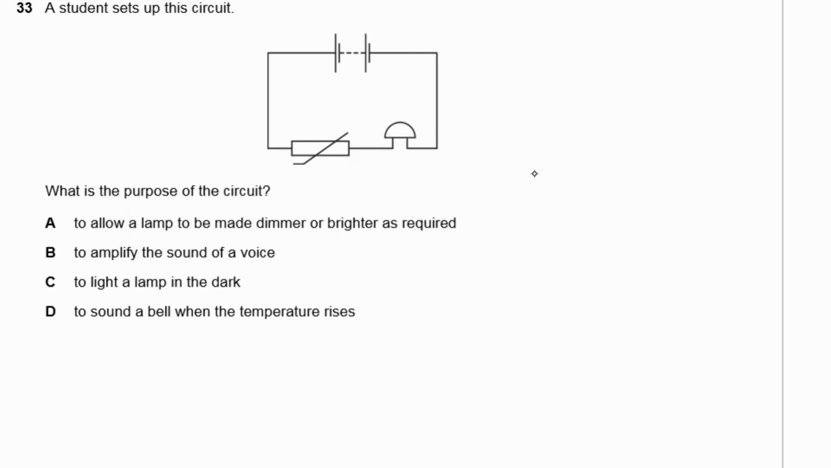33. A student sets up this circuit. What do we have? A thermistor, which obviously changes its resistance as it gets warmer. The resistance decreases. And a bell. That's what that shape is. What is the purpose of the circuit? A, to allow a lamp to be made dim. There is no lamp. No, it's not A. B, to amplify the sound of a voice. Using a bell? I think not. C, to light a lamp in the dark. A lamp in the dark of this question? No. D, to sound a bell when the temperature rises. I'm going to go with D. I like the sound of D.